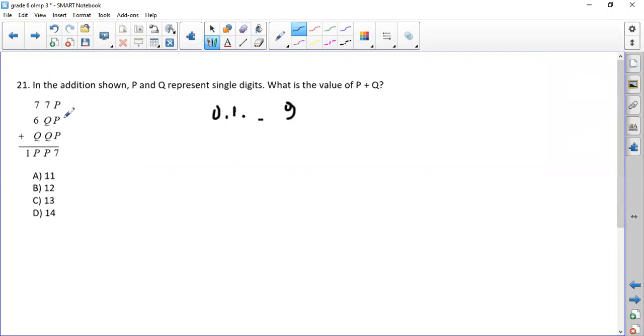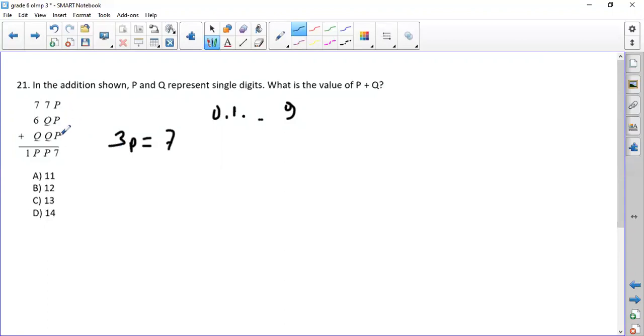We have P plus P plus P. The units are all P, and they will give me 7. So it is like 3P will give me 7. Since 7 is not a multiple of 3, it means this value must be 17 or 27 or 37. We have to analyze this case.